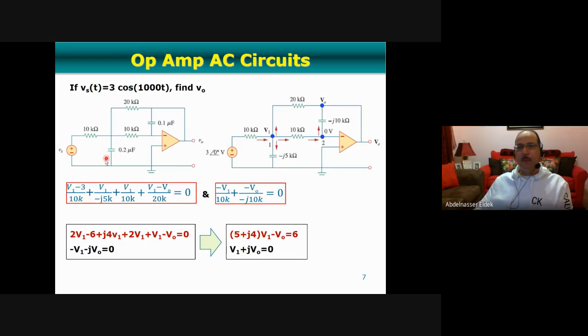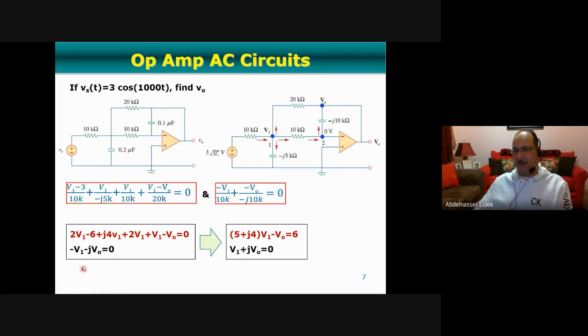To solve this problem, you have to convert it first from time domain to phasor domain. Vs, for example, is 3 cosine 1000t. So 1000 is omega, 3 is the amplitude, so it will be 3 and phase is 0. And you find the impedance for the capacitors here. We don't have an inductor, just this capacitor and this capacitor. So it will be 1 over j omega c.